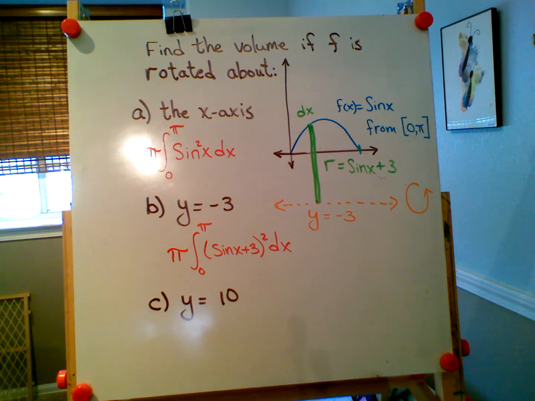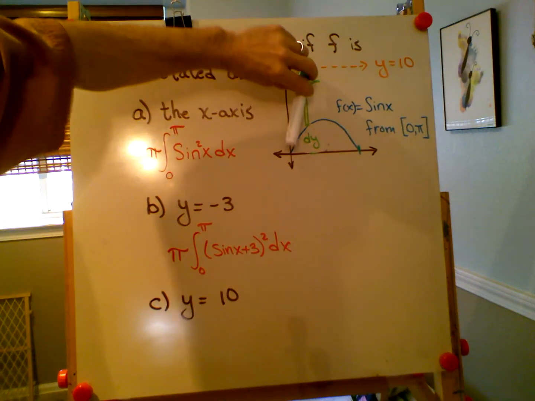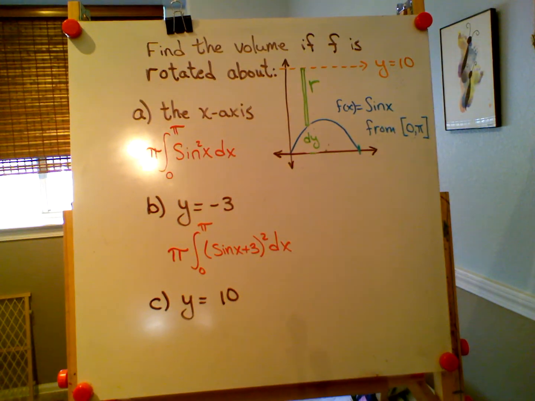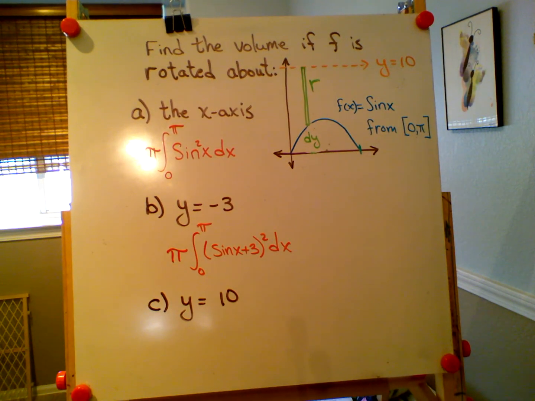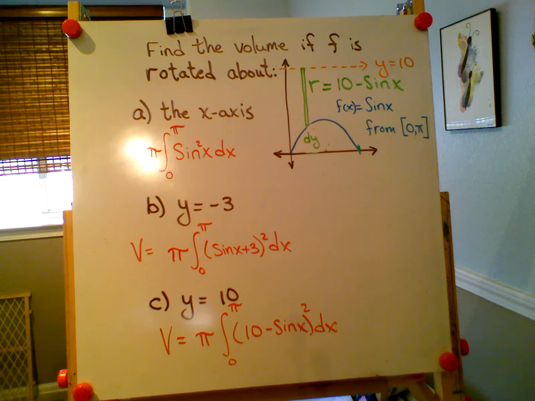So the final example is what happens if that axis is way above it. When we rotate this around y equals 10, you're going to get a much different shape. This is going to rotate up above it. It's going to be much bigger and a completely different look. But to get the radius, we do the same thing, top minus bottom. The length of the radius is top minus bottom. Plug it in.